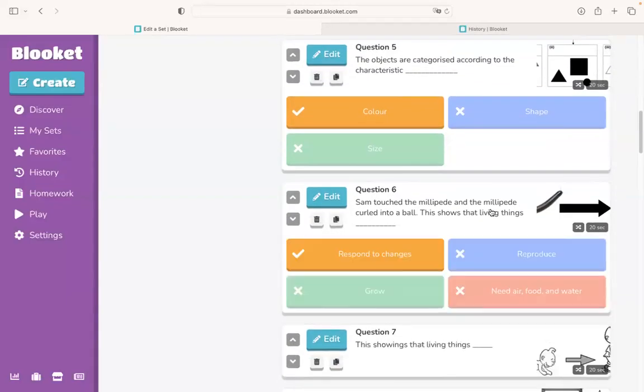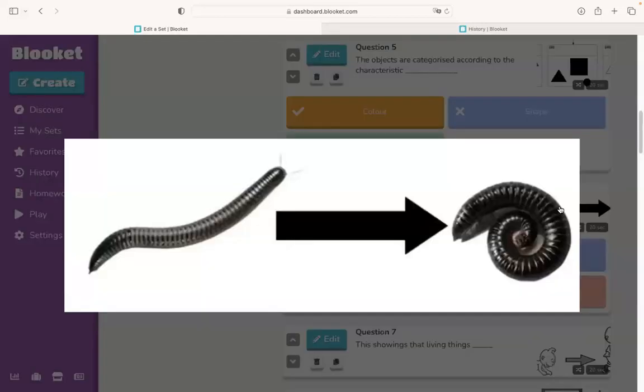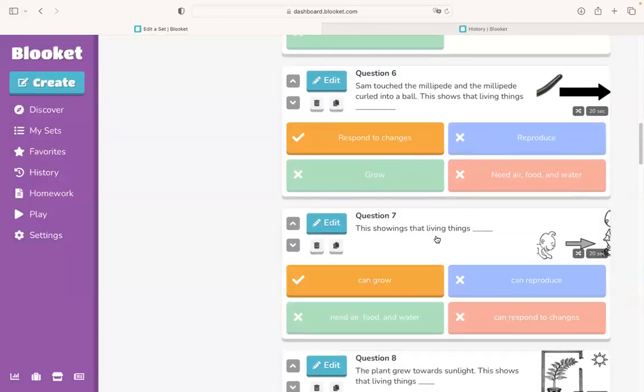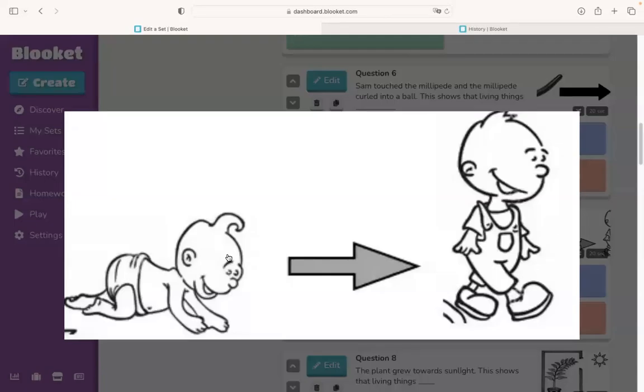Question 6. Sam touched the millipedes and the millipedes curl into a ball. This shows that living things respond to changes. So you can see that the millipede from one straight line becomes a curl to protect itself from danger. All right. Question 7. This image shows that all living things can grow from a baby to a young child.